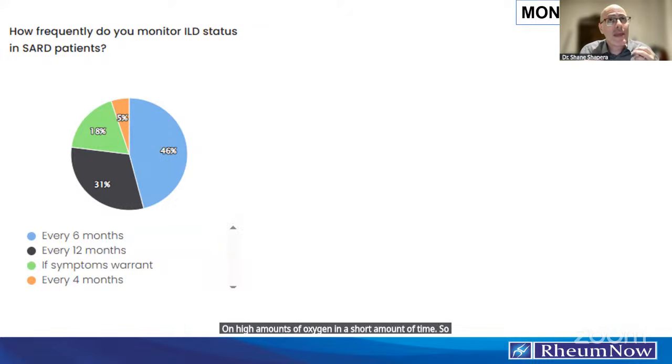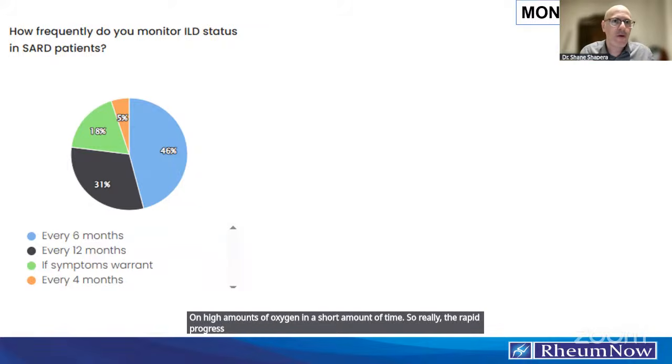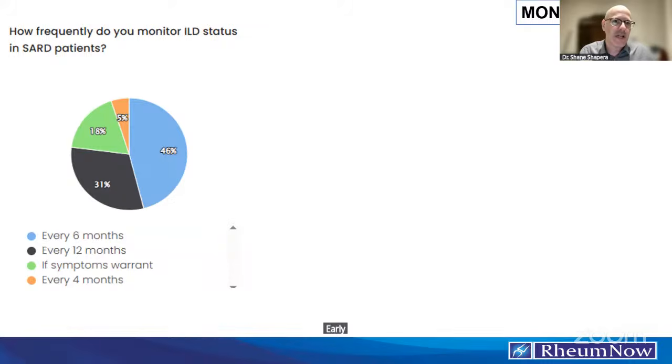So really, the rapid progressors that you're really scared about are the ones that are either diagnosed in hospital or you're seeing early in their disease in hospital. And that's when you just kind of freak out and you start throwing everything at them.